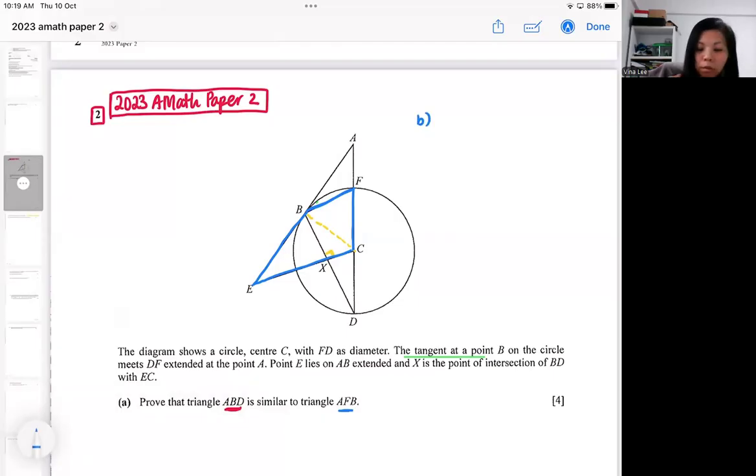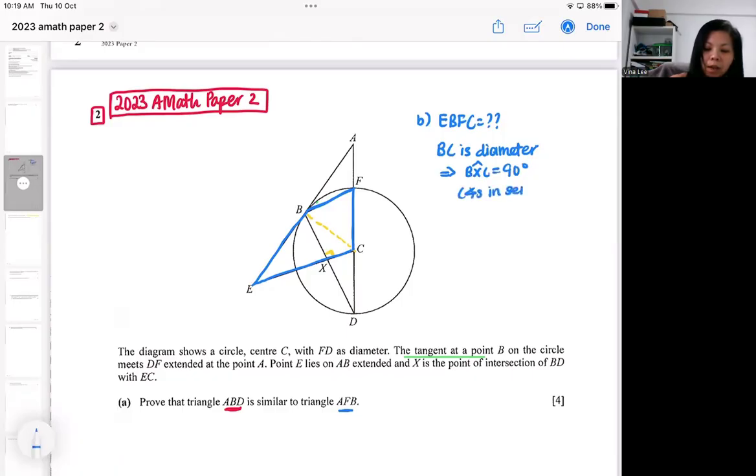Okay, so EBFC, what shape is this? The shape is dependent on whether there is parallel line or not, so you need to look for it. Just now they already gave you information that BC is diameter. Because BC is diameter, we already got BXC is 90 degree because of the property angles in semicircle. So is there anything else that can lead you to decide some parallel lines?